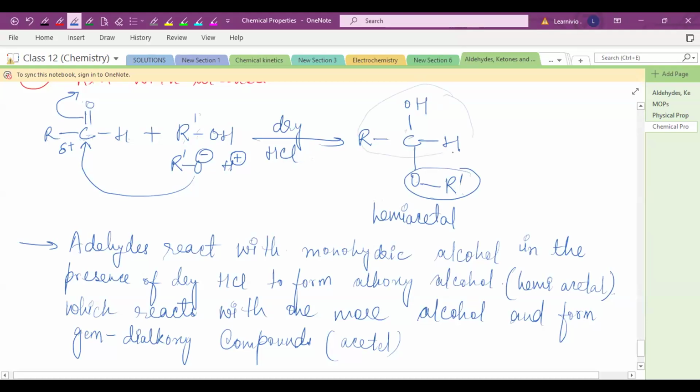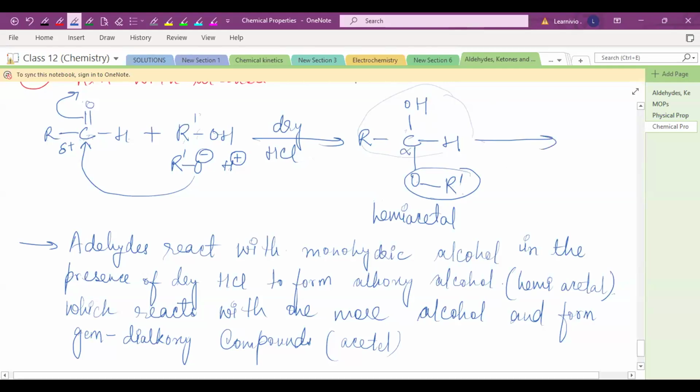And if you treat this hemiacetal with another alcohol, one more alcohol, what happens? इस OH की जगह पे भी एक OR dash group आ जाएगा, and you will get a gem dialkoxy compound, not alcohol. In that case, you will not get the alcohol. OH group नहीं होगा उसमें. This OH group should be replaced by the OR dash alkoxy group. So this will form acetal. Now see, this is your OR dash group, and this is attached to this carbon. So this is the alpha carbon, right?